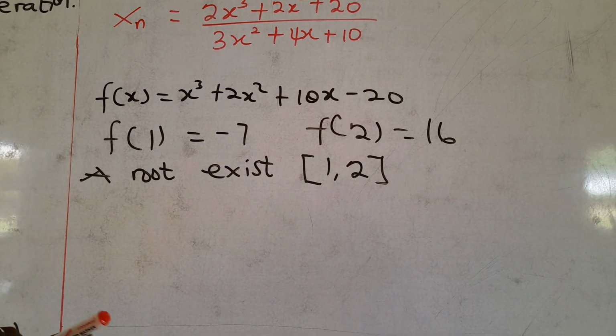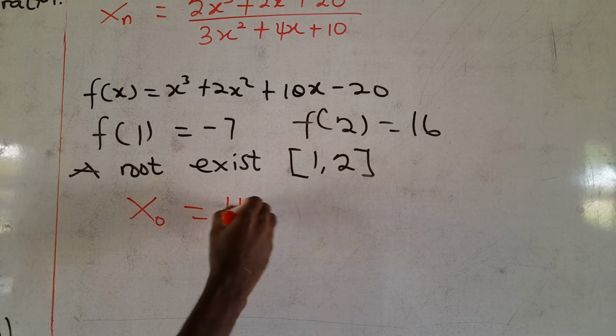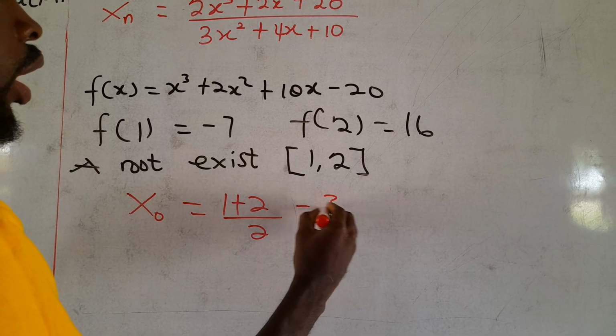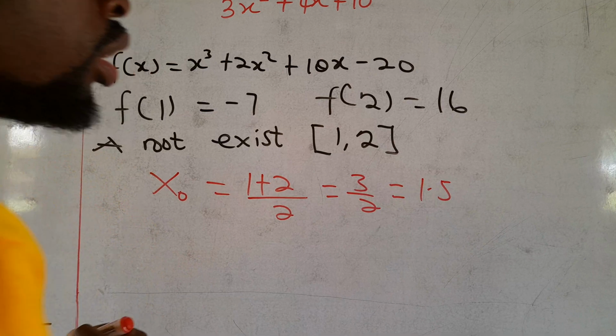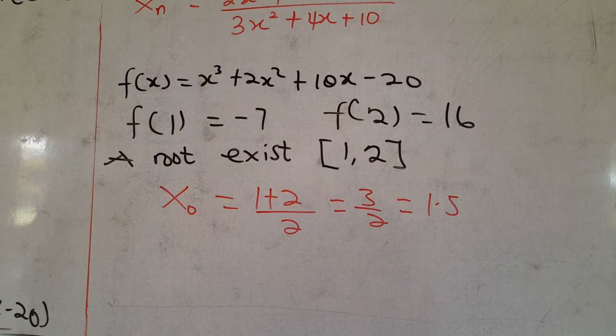Now how do we find our x0? Remember, Newton said x0 will be equal to the half. That's 1 plus 2 divided by 2. 1 plus 2 is 3, divided by 2. 3 divided by 2 is 1.5. So what do we do? We substitute this 1.5 into this to get our x1.